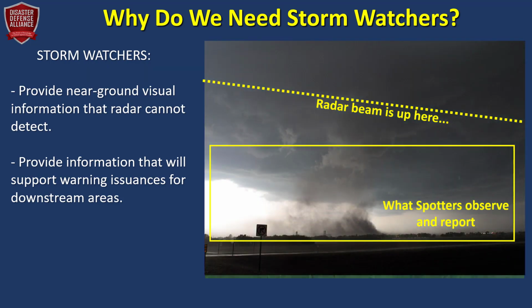Storm observers help fill in this gap with information that can lead to timely warning issuances for areas downstream. This can be especially true for small-scale hazards that radar can have a hard time detecting.